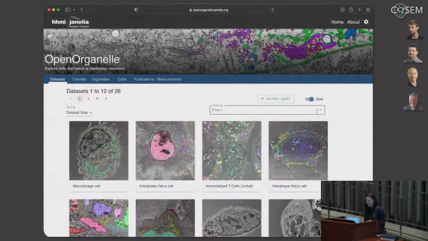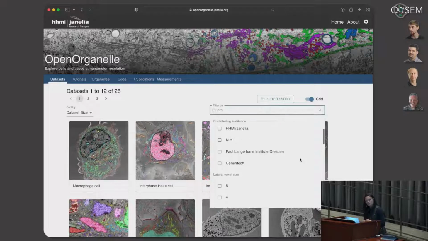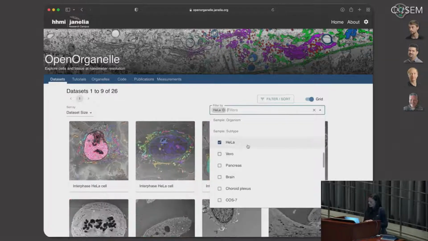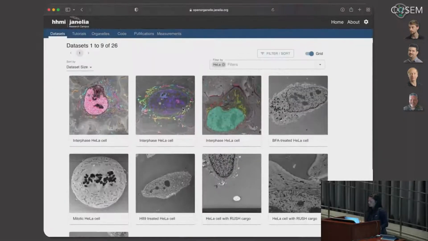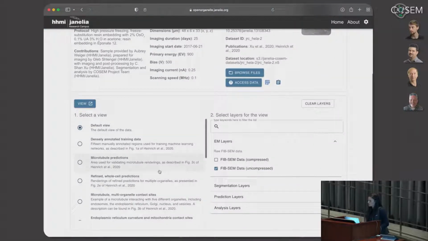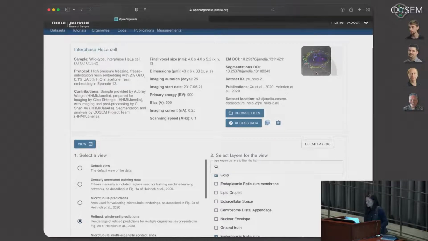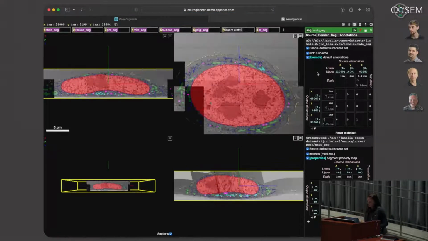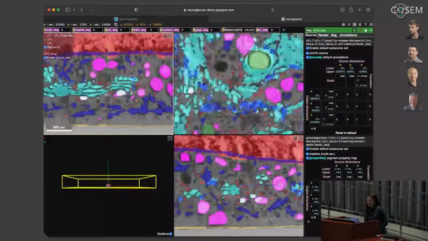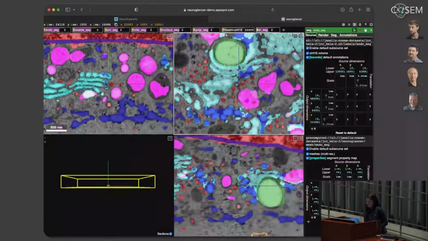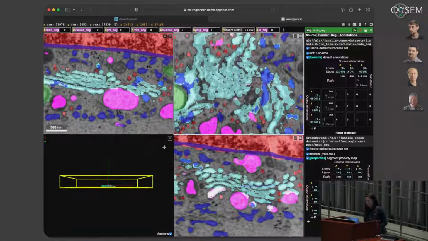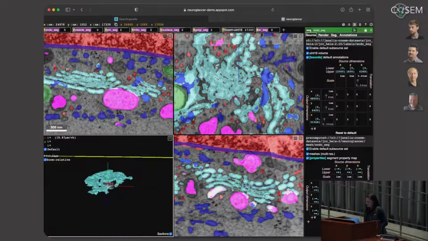So on the site, you can filter the data sets to more easily find what you're looking for. You can browse pre-made views or customize your own view based on what segmentation you want to see. You can explore the data using Neuroglancer, which is an in-browser viewer. You can also have 3D visualization capabilities within this viewer. You just double-click on a segmentation, and its 3D mesh will appear.